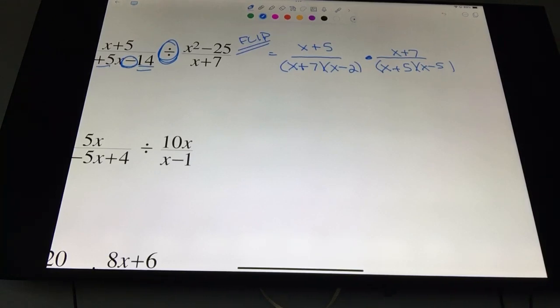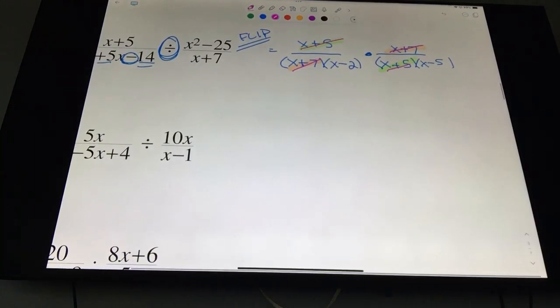And then we look for like things. So x plus 7s are alike. Those are going to cancel. X plus 5s are alike. Those are going to cancel. Leaving me, now be careful because look where it's all left. It's all left on the bottom, which means it's got to stay there. And I'm going to move this a little bit to the left side.